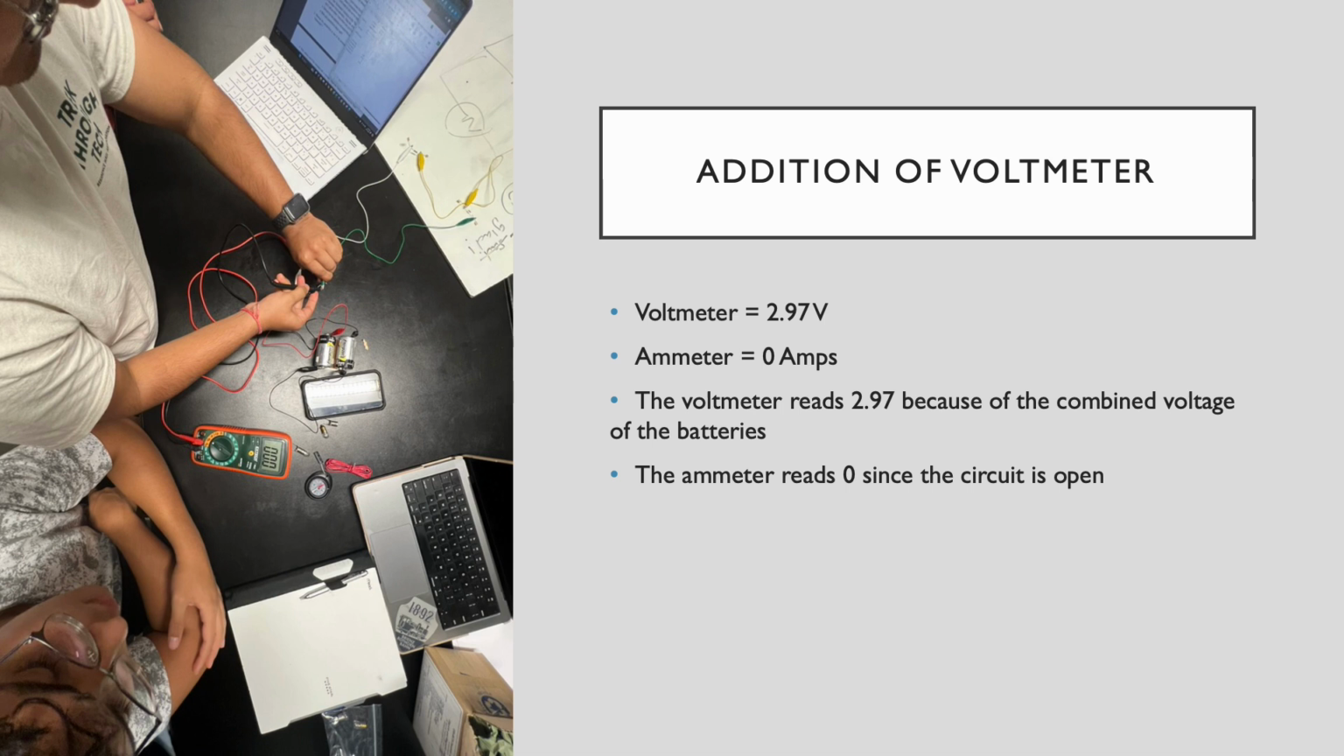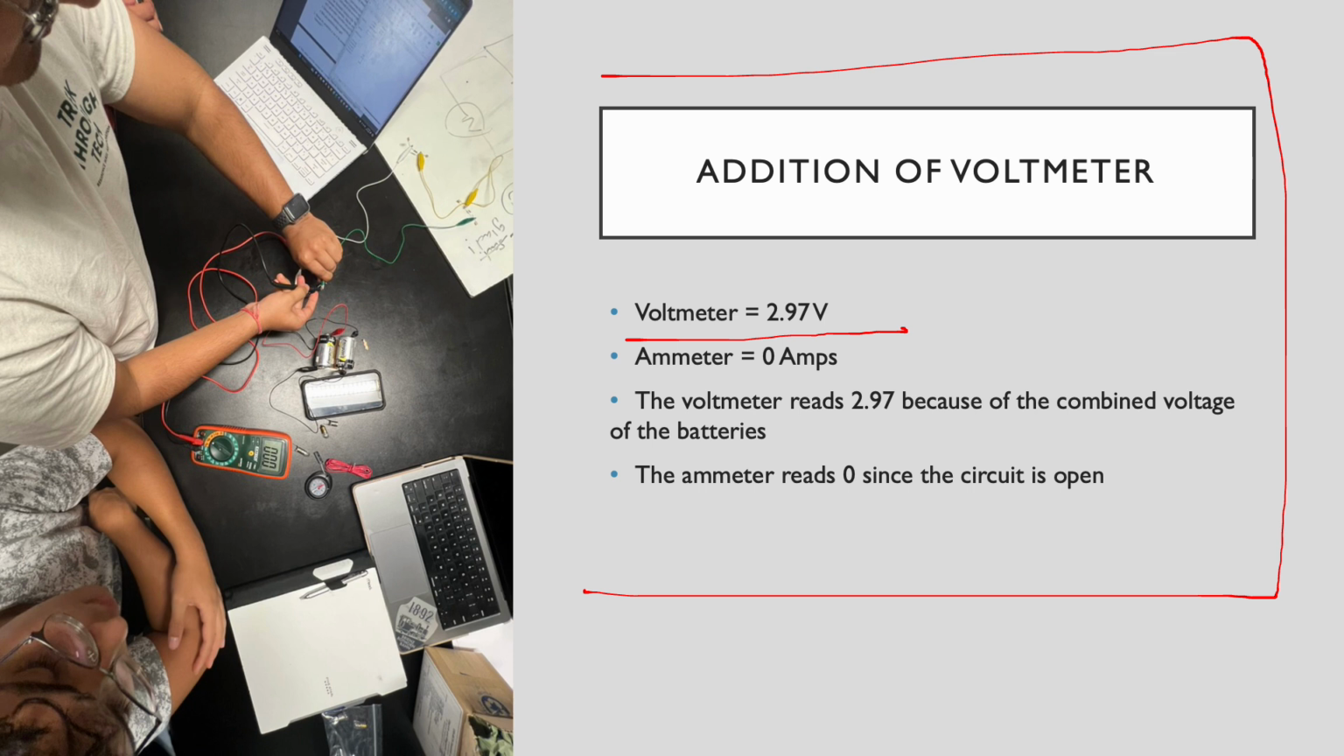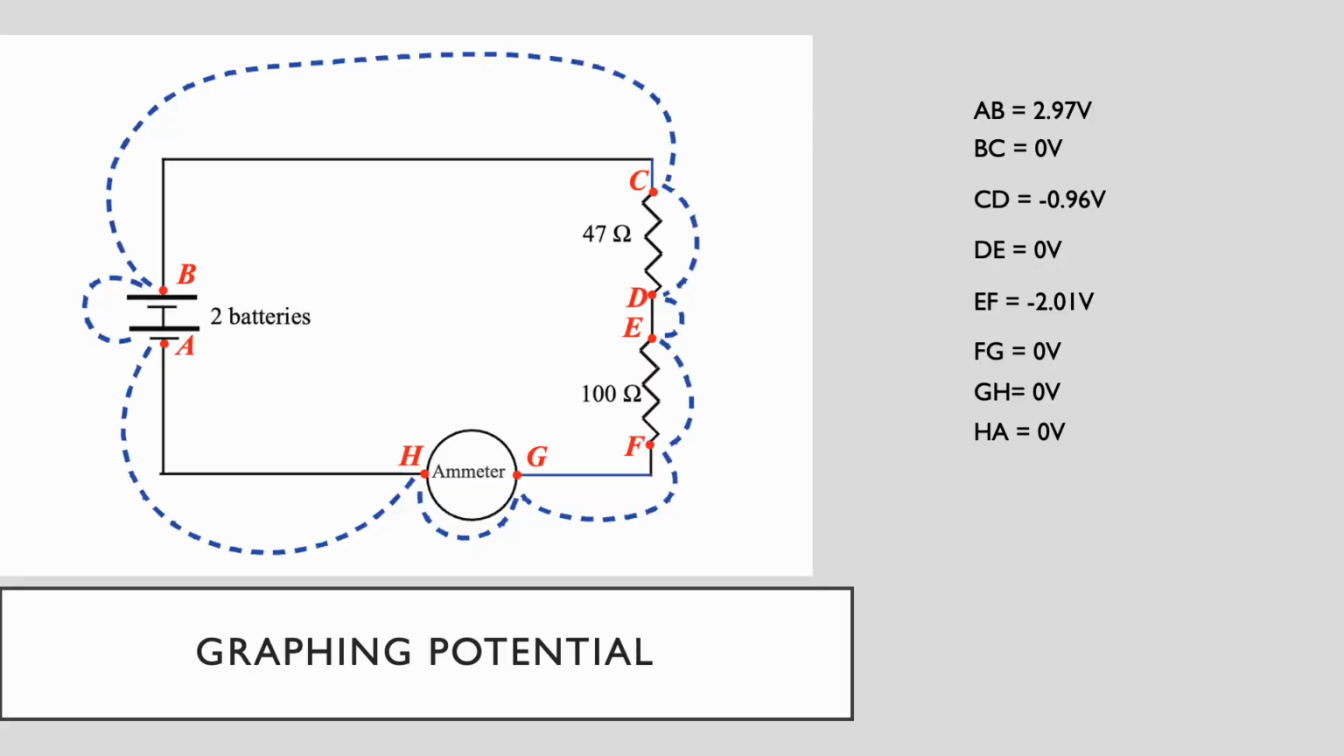Then the addition of the voltmeter. So the voltmeter read 2.97 volts and then 0 amps. The voltmeter read 2.97 because of the voltage of the batteries, even though they should theoretically add up to 3, because of resistance within the wires.